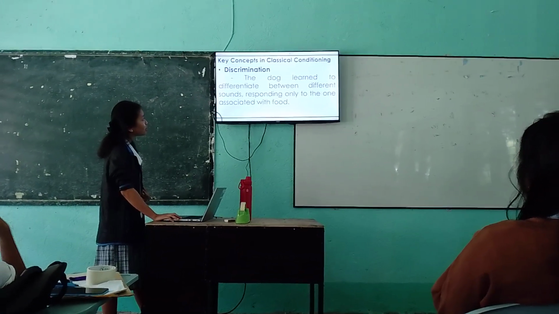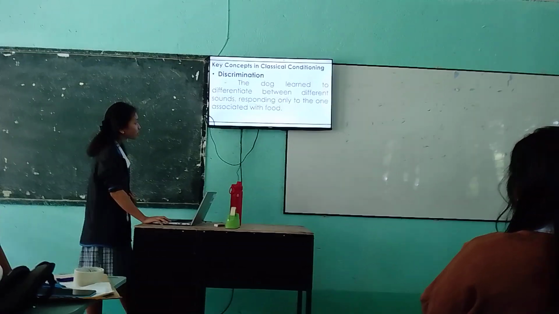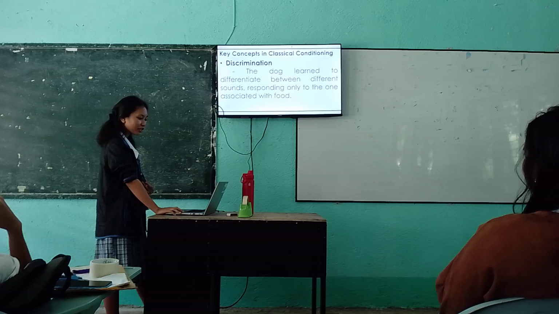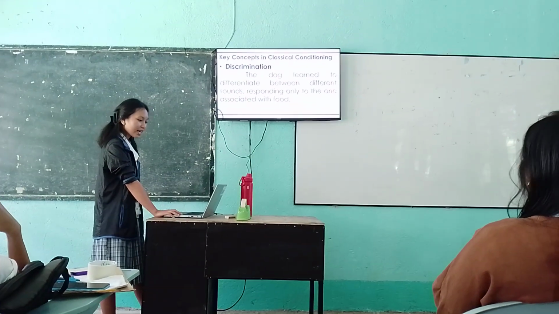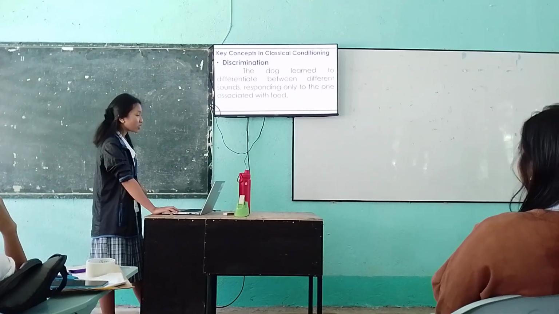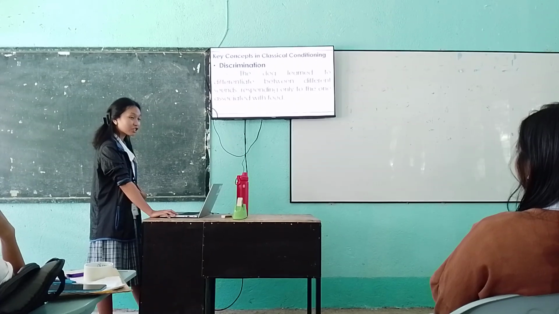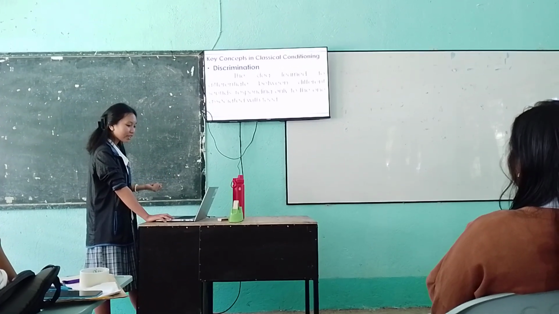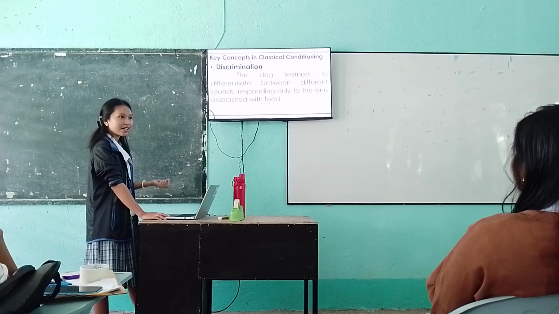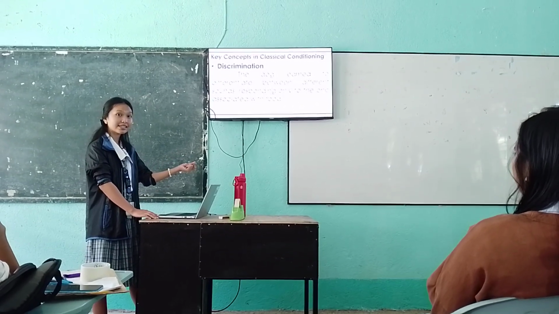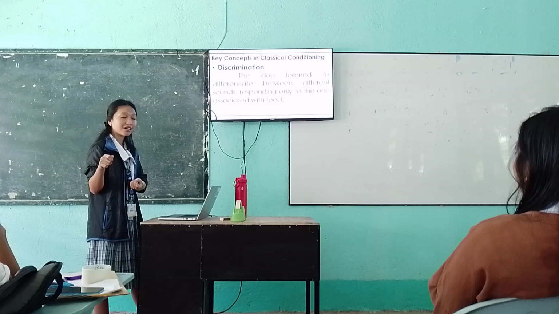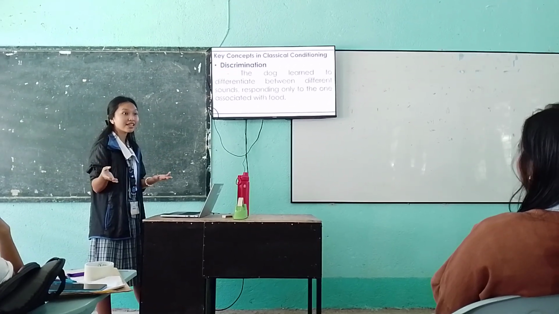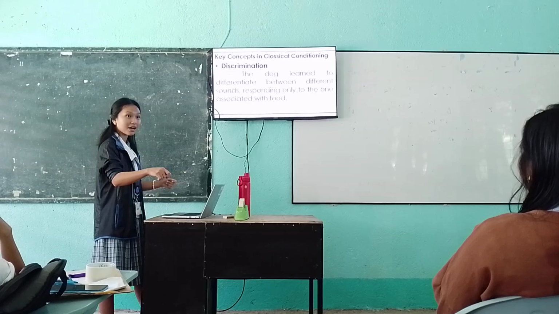The fourth key concept is discrimination. The dog learned to differentiate between different sounds, responding only to the one associated with food. So you could ring two different bells. If you only give food after ringing one specific bell, the dog learns to salivate only at that bell, ignoring the other. So it learns to tell the difference. With one bell no food is given, with the other bell food is given, so the dog can differentiate.